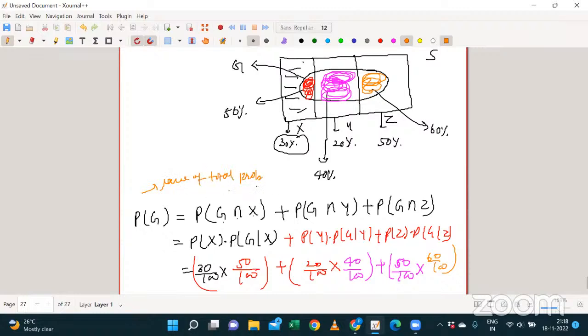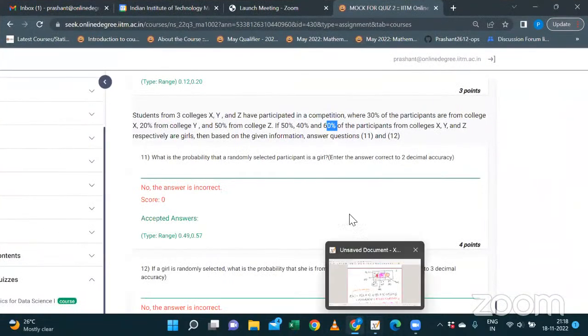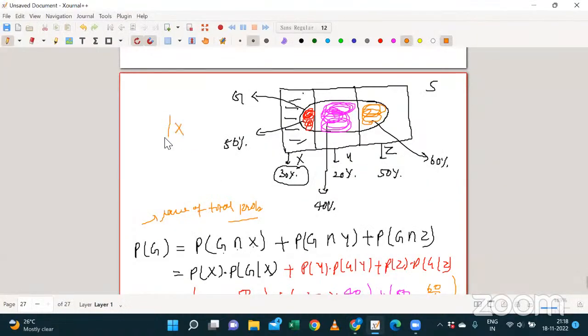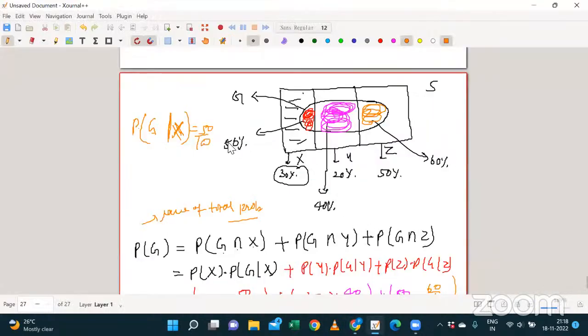But in the law of total probability, conditional probability is being used. Yes, it's a simple thing. Be careful with the statements. What is the statement saying? 50% of the participants from college X are girls. So college X is given to you, and it says the probability of being a girl from college X is 50%. That's all. Similarly, it's 50, 40, and 60.